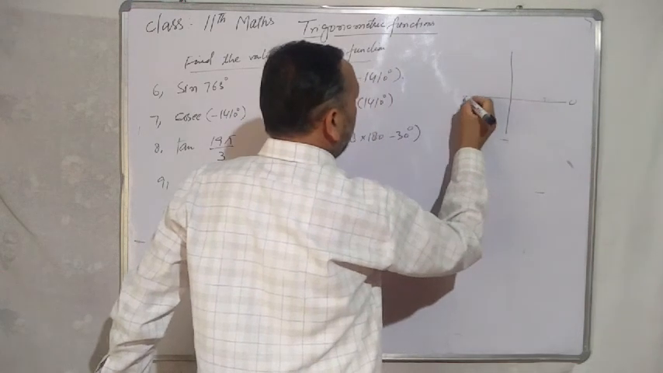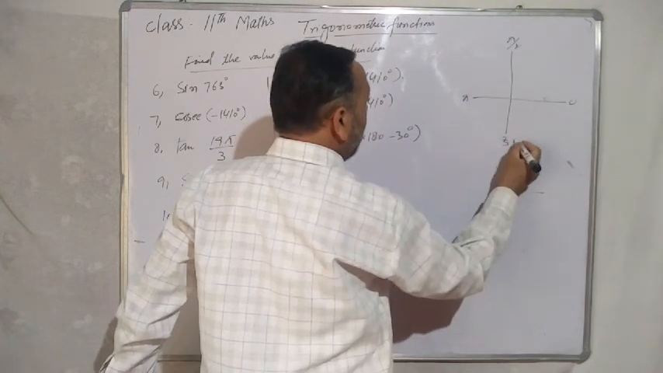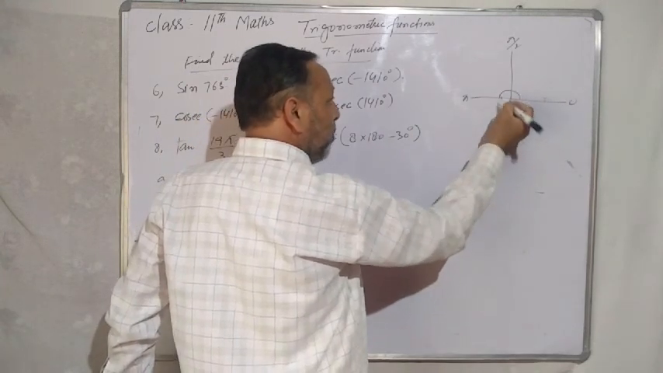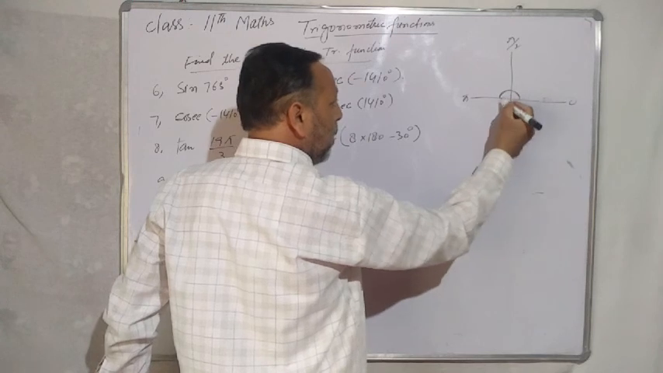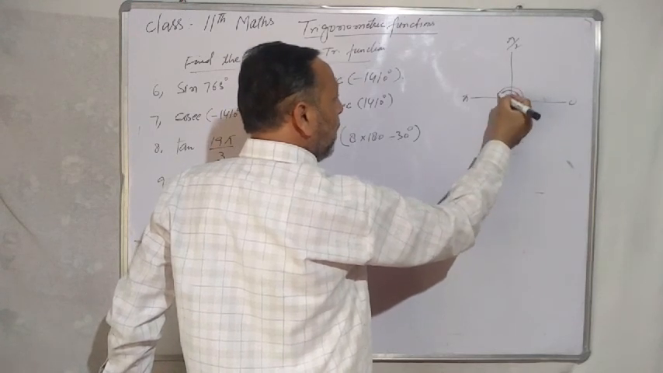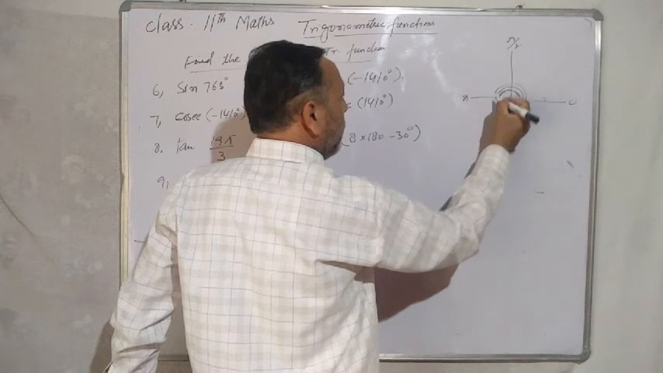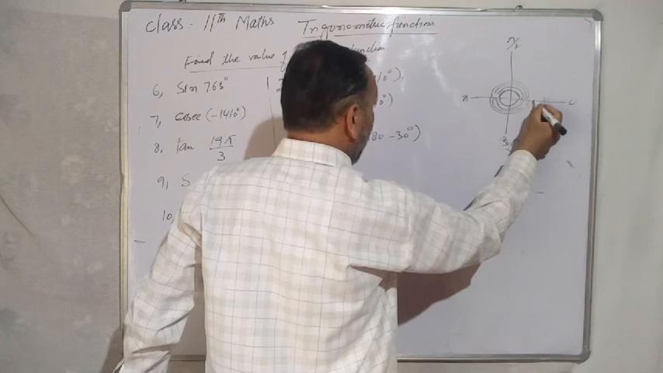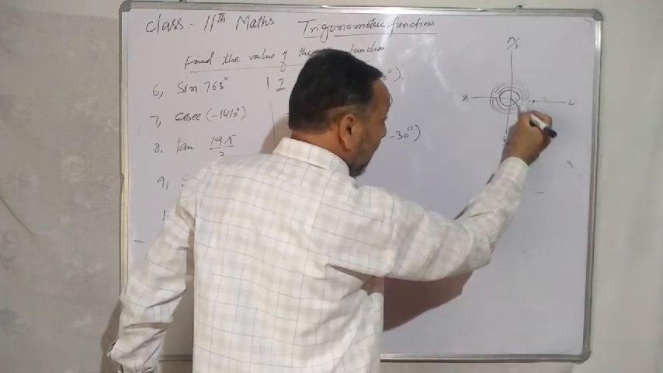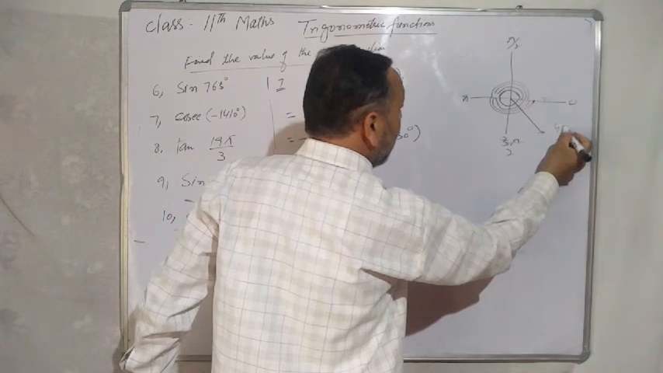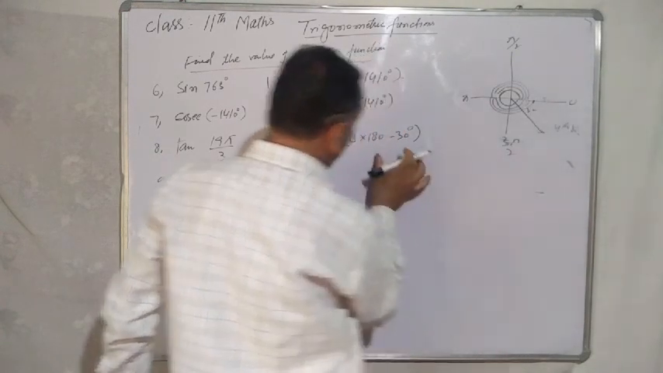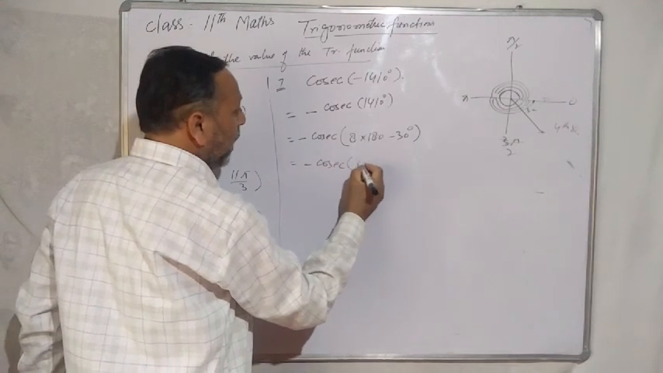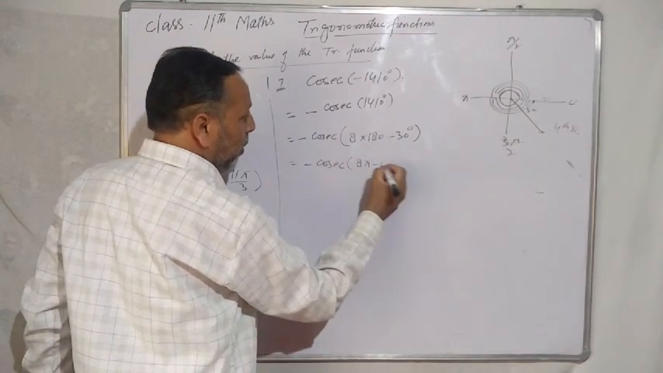ये 0, ये पाई, दिस इज पाई बाई 2, दिस इज 3 पाई बाई 2, 8 टाइम्स पाई, यानी पाई 8 बार हो गया। एक बार यहाँ से 0 से पाई तक हो गया एक बार, हो गया दूसरी बार, थर्ड, फोर्थ, फिफ्थ, सिक्स, सेवन और 8। तो ये 0 पर आया 8, लेकिन -30 यहाँ जाएगा, यानी ये फोर्थ क्वाड्रेंट में आएगा। दिस विल लाई इन द फोर्थ क्वाड्रेंट। सो आई कैन राइट इट माइनस कोसेक 8 pi, 8 180 is pi, minus 30 degree.